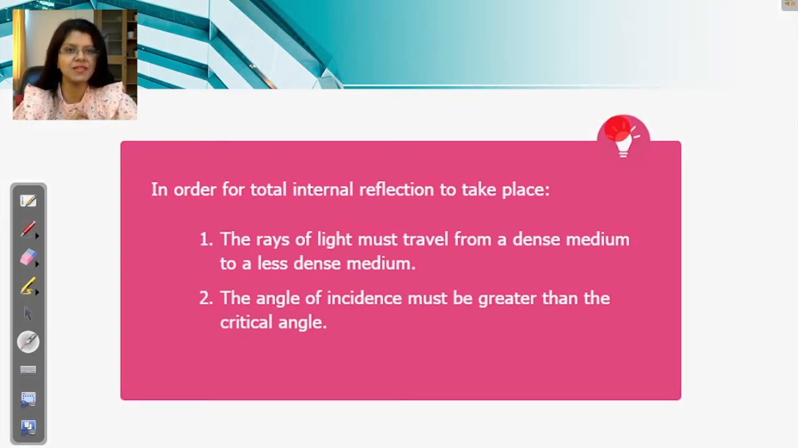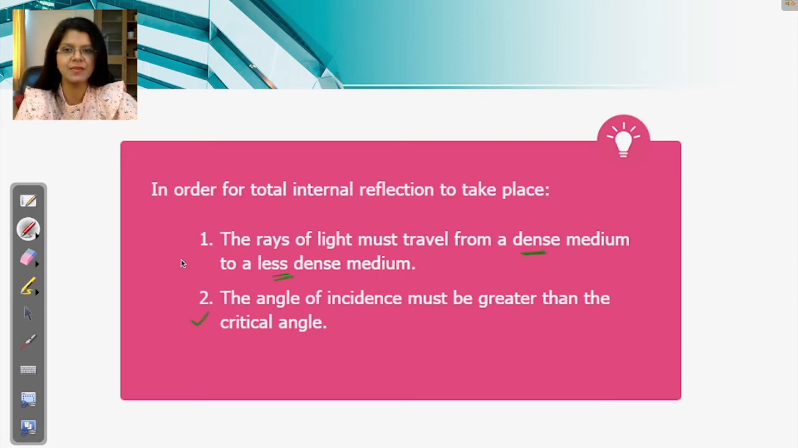So please do remember, in order for total internal reflection to take place, the rays of light must travel from a denser medium to a less dense medium. Very important point to understand. If you want total internal reflection to take place, the light has to travel from high density to low density, not low density to high density. It will never take place. High density to low density medium.